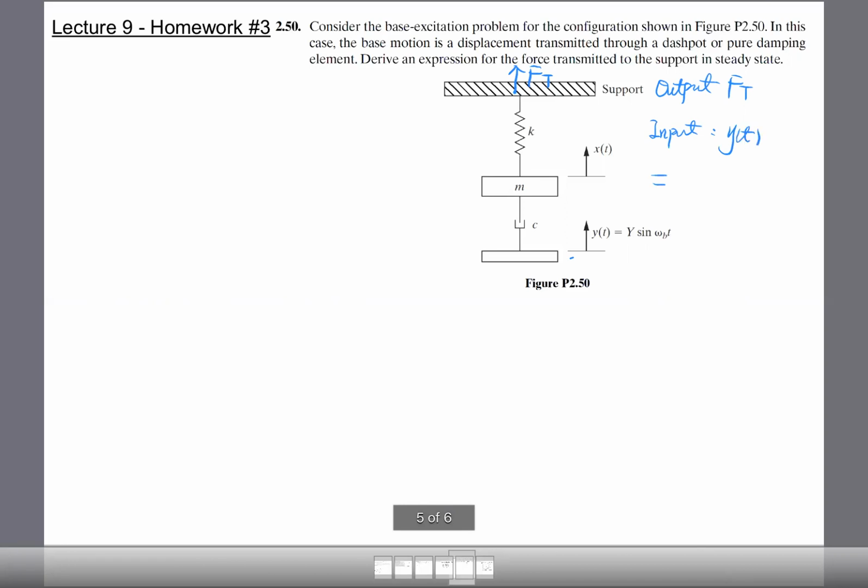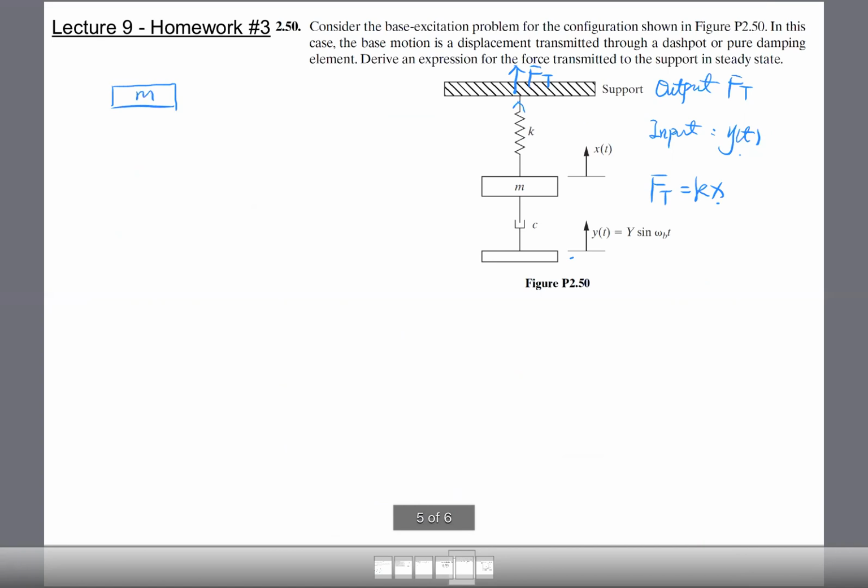So what is this Ft? According to the definition, this Ft should equal the spring force, right? So that means your Ft is Kx. Okay, so then we just need to connect X and Y. So what we can do is pick this mass M out and then draw a free body diagram.